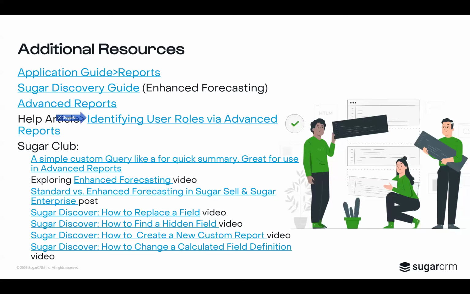Then just go to Sugar Club and put in the word reports. Oh my goodness, you're going to get so many results. So break it down to either Sugar Discover, advanced reports, or if you have a question about report filters or report group by or summaries, then filter by those particular words also. These are just some examples that I have, and you'll be getting those afterwards in the slides. And I've added them into the handout too.